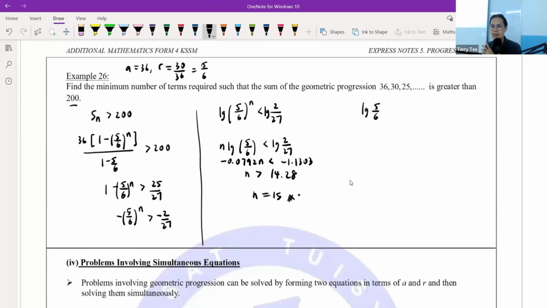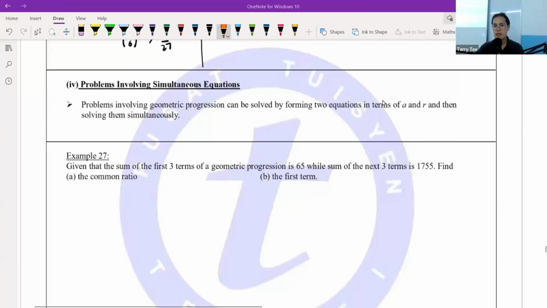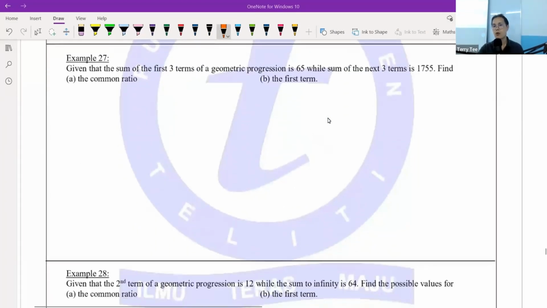Sometimes you can't see it or you've forgotten about it. If n is a number between 0 and 1, the logarithm of base 10 of n is always negative, and that's going to affect your symbol here. So you've got to remember to change the symbol. Okay, solving problems involving simultaneous equations. We have done this for arithmetic, so we do the same thing for geometric.